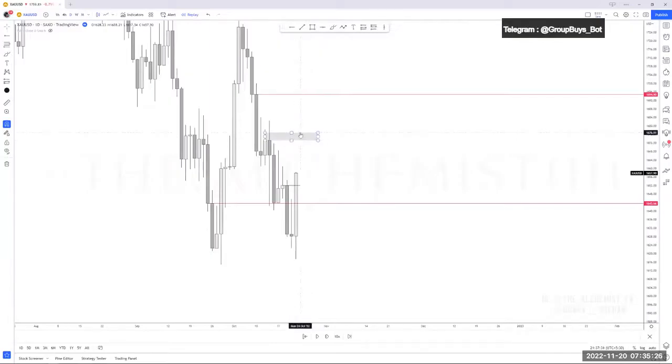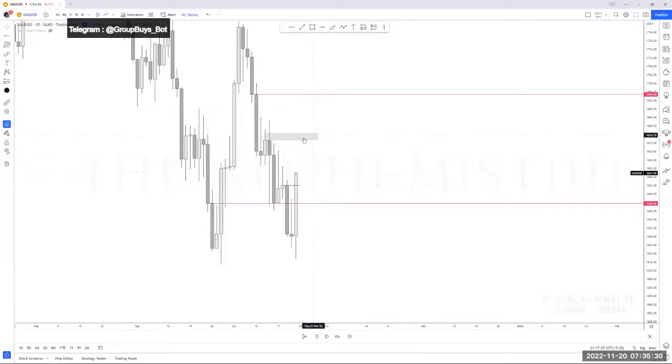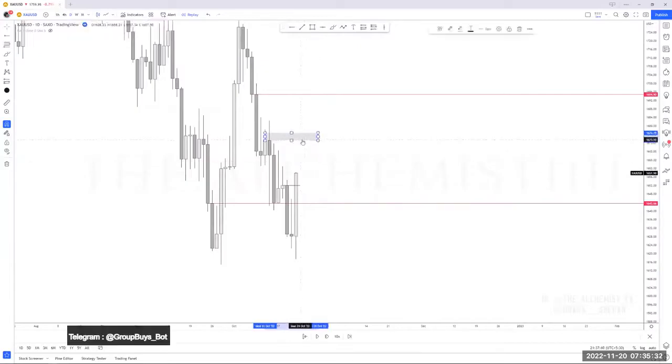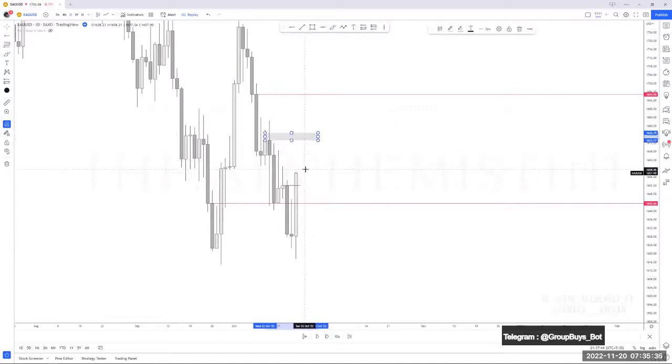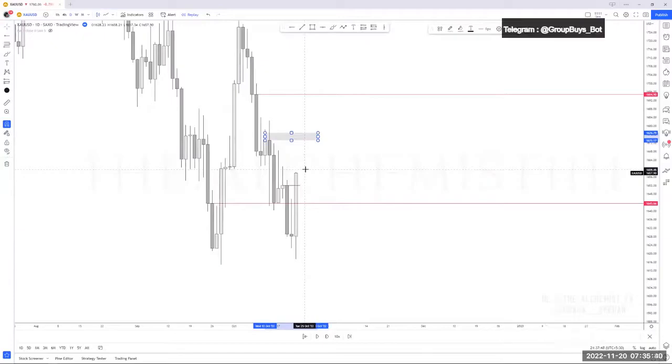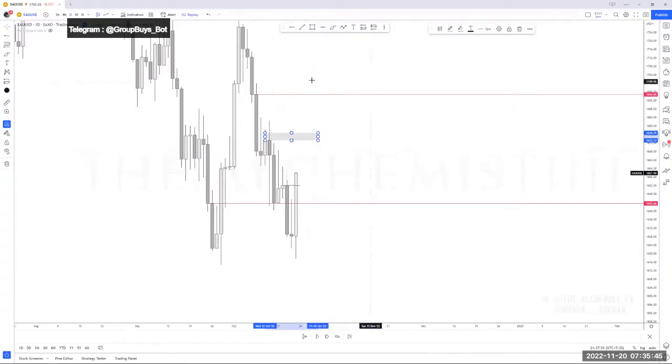Because what are we monitoring actually? If the daily taps here, and if it closes below it with a lower time frame breakout structure, what is it? The start of a new daily storyline, right? That will be the start of a new daily storyline. So let's see what's gonna happen.